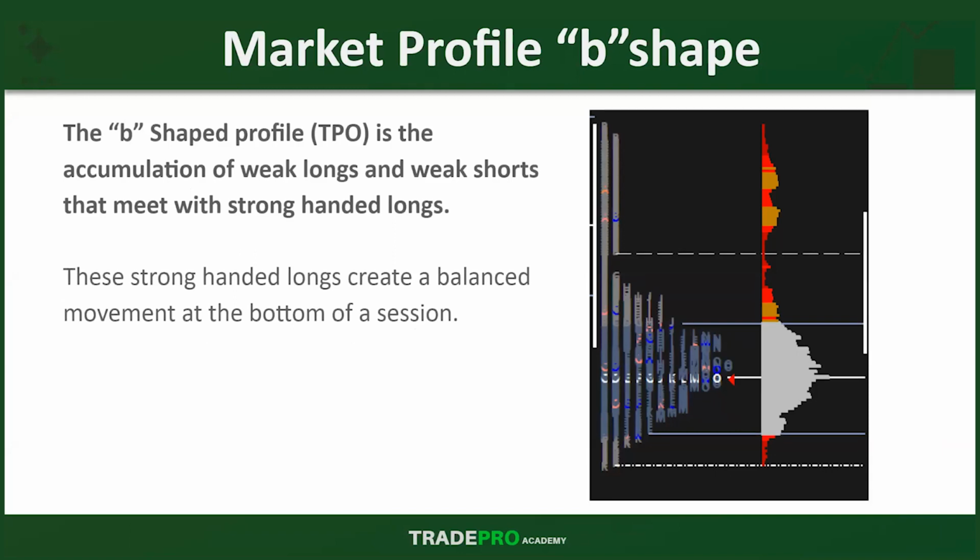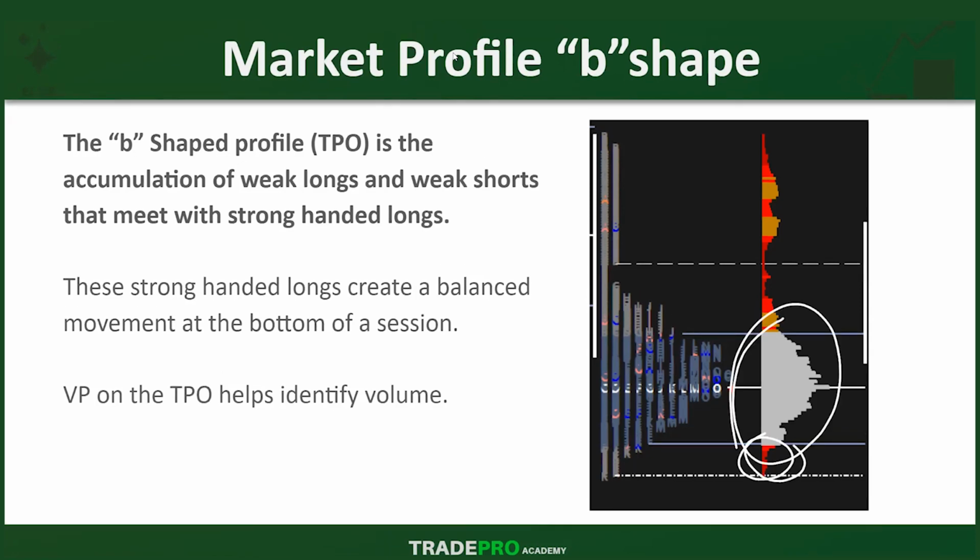Now, these strong-handed longs create a balanced movement at the bottom of a session, right, where we have this compressive period, and as you might have guessed, we can use the volume profile to help us identify where that volume is. In this case, it doesn't seem like there's that much thick volume, right? We're in the actual value area, right? So there is obviously a lot of volume here considering the POC is here, but there's nothing crazy outside of the value area that tells us that we're going to see that potential accumulation for the upside, right?